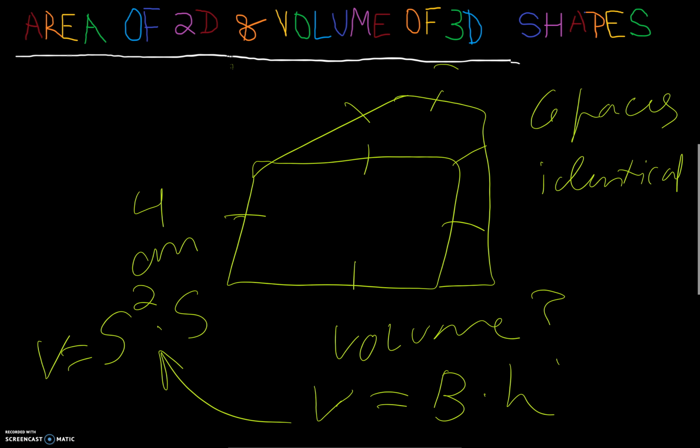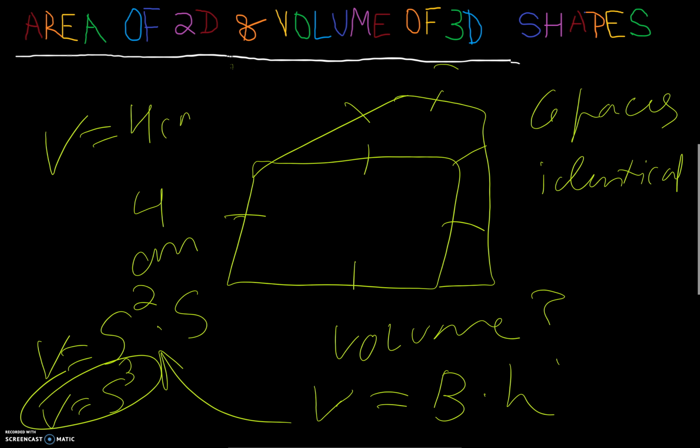So we can say the volume is side length squared times side length, which we can write as side length cubed. So the volume of a cube is the side length cubed. So we would do 4 times 4 for the area, but if they told us it was a cube, we would do 4 times 4 times 4. So in this case, it would be 4 centimeters times 4 centimeters times 4 centimeters.